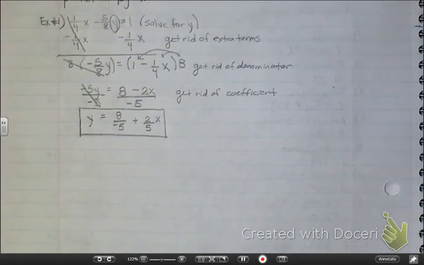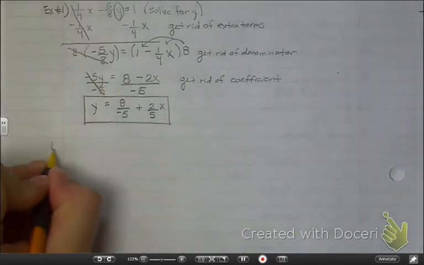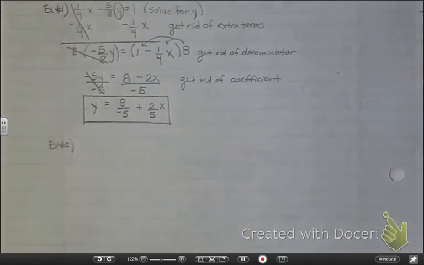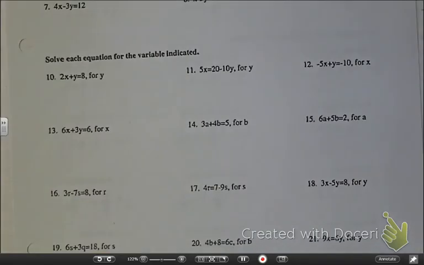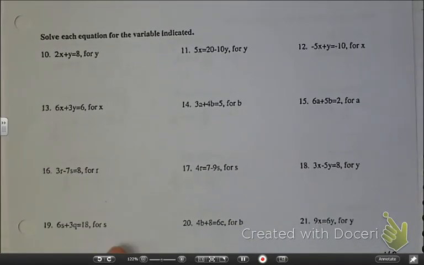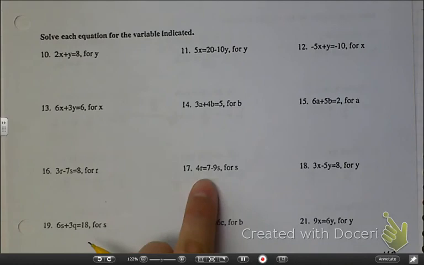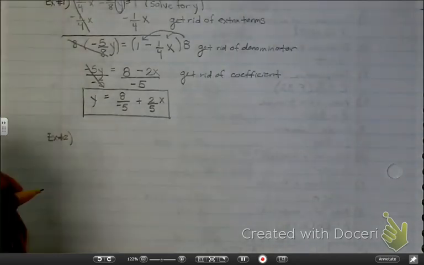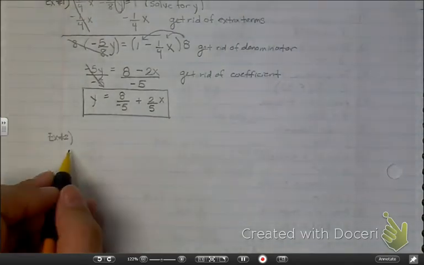All right, example number 2. We're just going to do one more in these notes for today, and this one will go a little bit faster. Let's choose one from the second section. How about 17? I like 17. It says 4r equals 7 minus 9s. So let's go ahead and write that down. So this is example number 2. Make sure yours looks exactly like this.